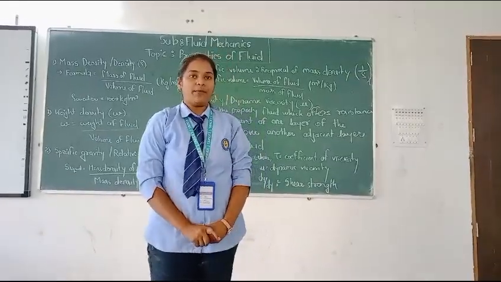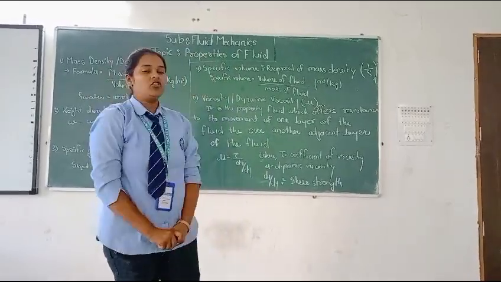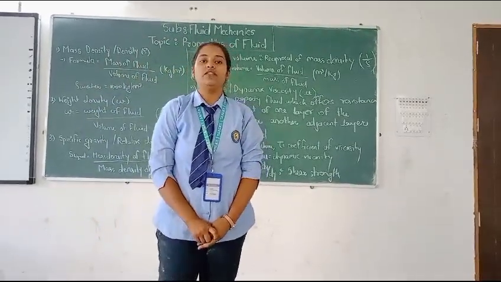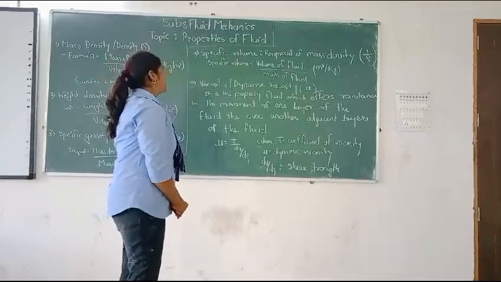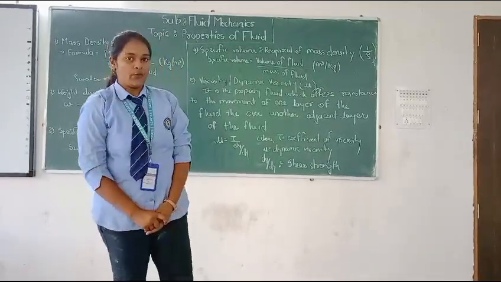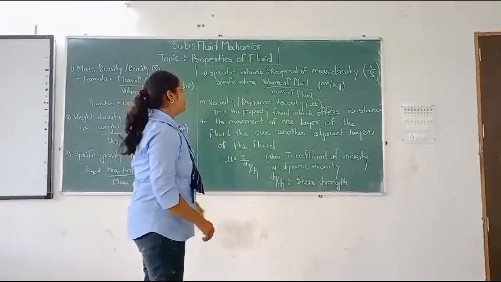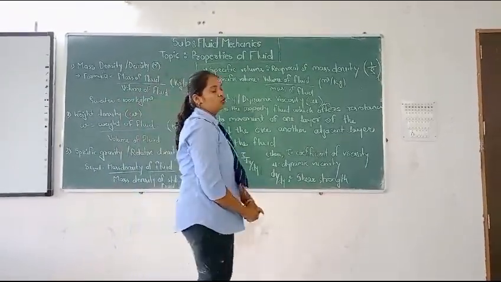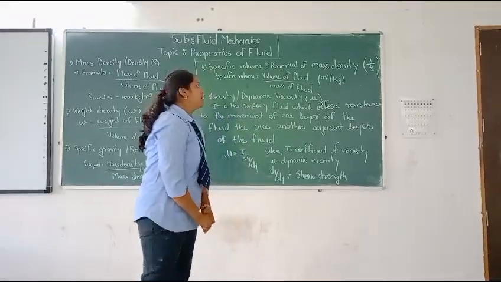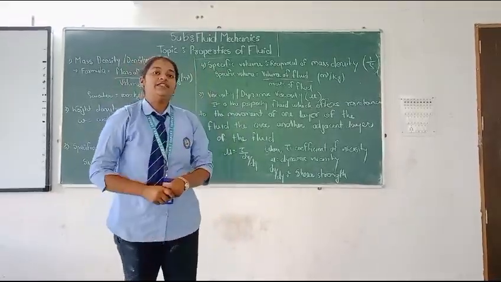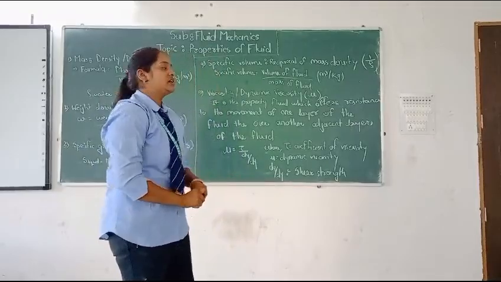Then the fourth property is the specific volume. Specific volume is nothing but the reciprocal of the mass density. So it can also be written as 1 upon rho. The formula of the specific volume is the volume of the fluid to the mass of the fluid. Then as per the formula, its unit is meter cube per kg.